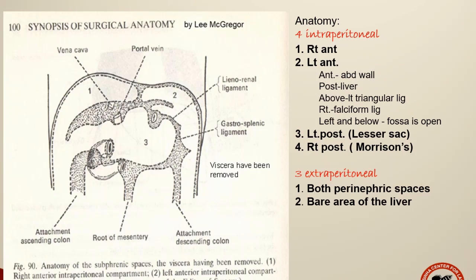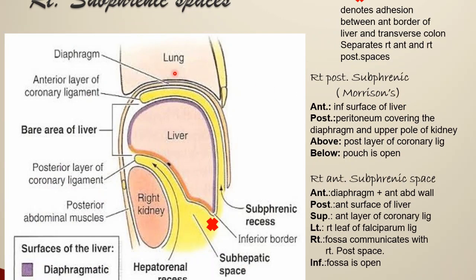Right? Now, if you look at the right subphrenic spaces, you have the anterior and the posterior, which is also known as the Morrison's. The right anterior subphrenic space lies between the diaphragm and the anterior abdominal wall. Posteriorly, you have the anterior surface of the liver. Superiorly, you have the anterior layer of the coronary ligament. To the left, you have the left leaf of the falciform ligament, which can be seen on a sagittal section, a coronal section, or a transverse section. The right side fossa communicates with the right posterior space, and inferiorly the fossa is open.